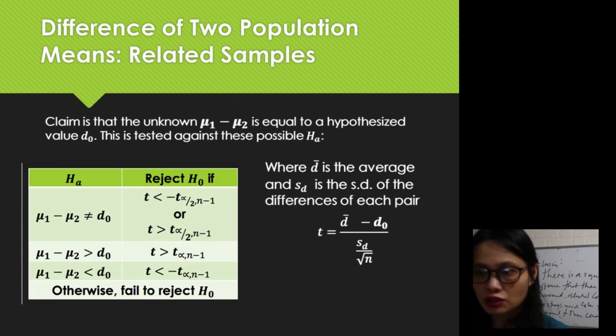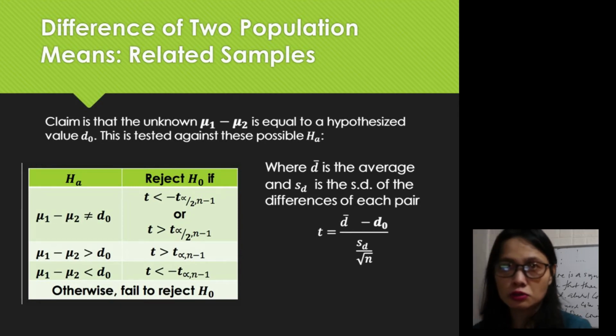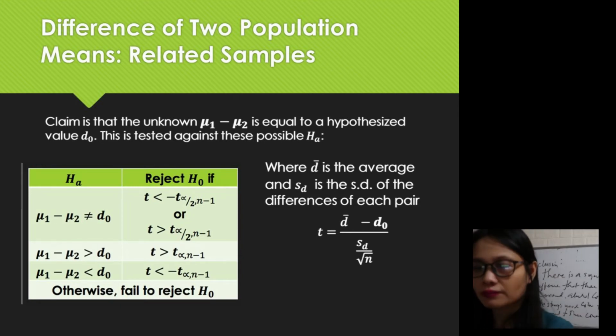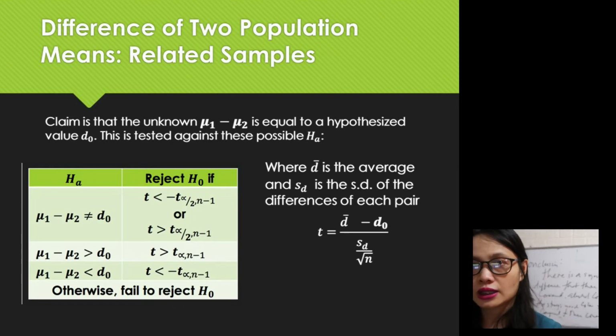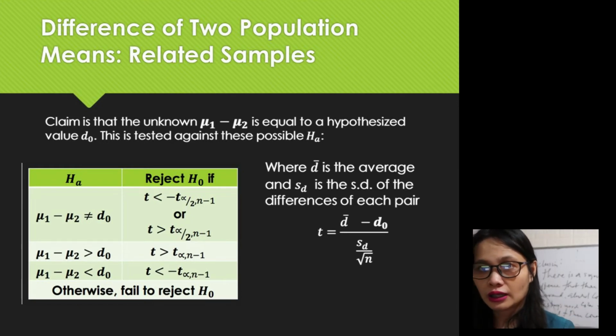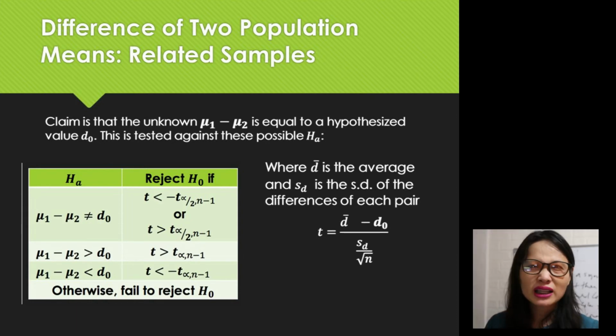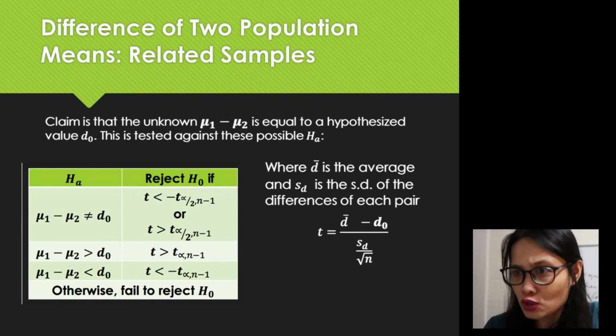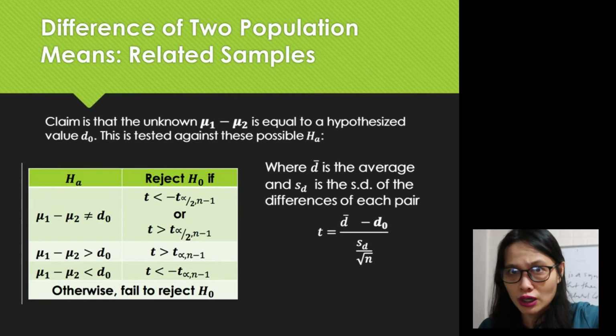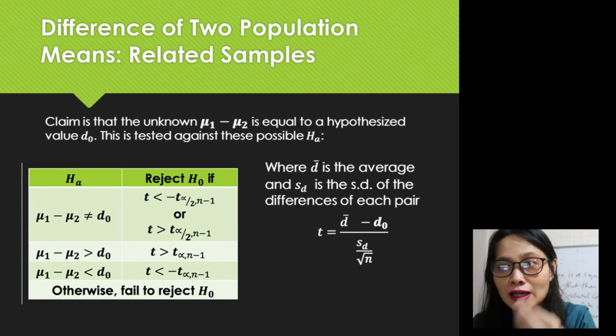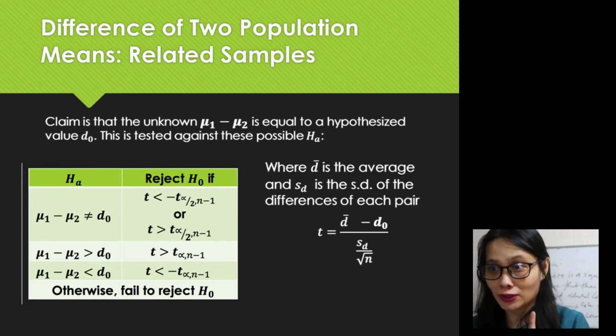If your HA is mu1 minus mu2 is not equal to d sub O, reject HO if the t value is less than the negative t alpha, and then your degree of freedom will be n minus 1. Why did it become just n minus 1? In our previous topic, it should be n sub 1 plus n sub 2 minus 2. Now, if we're talking about related samples, you only have one group of sample.